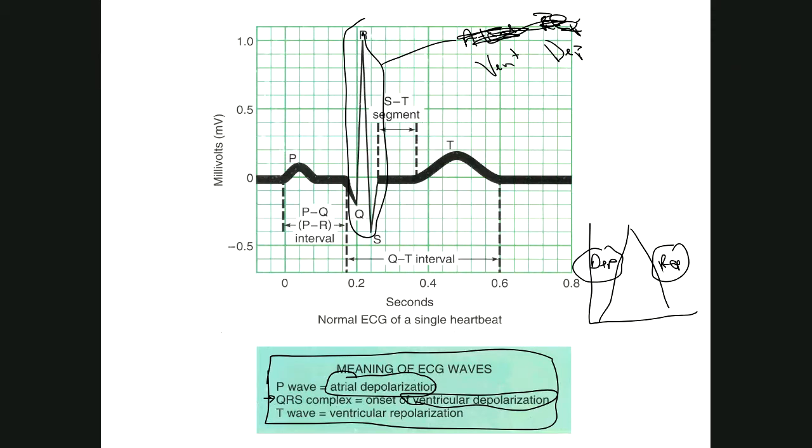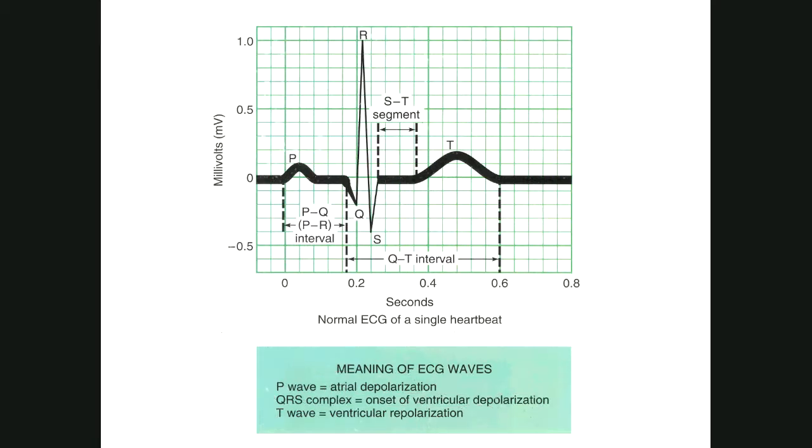Now there's a whole lot more about the ECG and all of that in the lecture portion of this. But even for lab, I'd like you to be able to label an ECG, know which wave is which, and also know the meaning of the ECG. What do these waves mean?